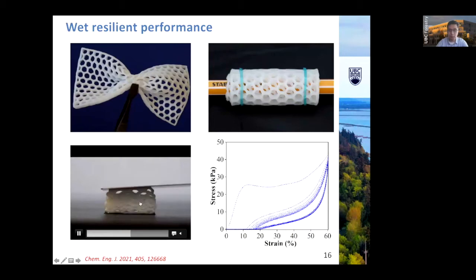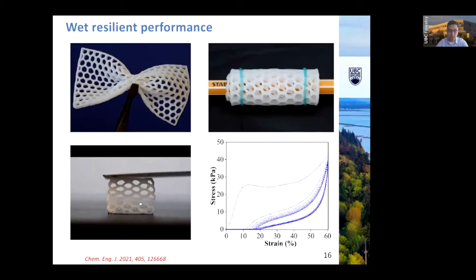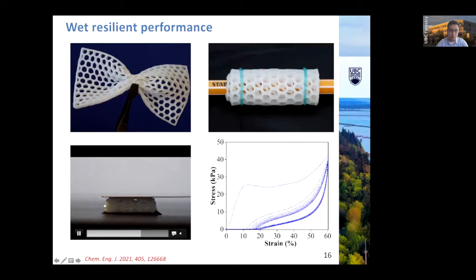Actually, this inspired the design for the next paper, in which I will talk about the elastic structure. But I want you to notice here, during the squeezing, you see the water squeezing out, right? There is a lot of water, and then the water will be absorbed back after it recovers. This is a difference you will see from the next paper.